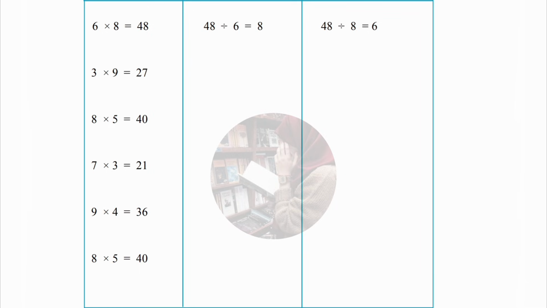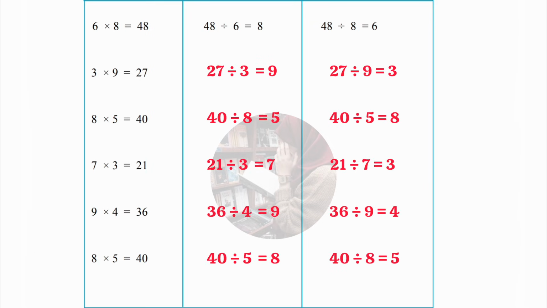The second one is given as 3 multiplied by 9 is 27. We can write this multiplication form as two division forms, division form 1 and division form 2. So the first division form is 27 divided by 3 is 9. The second division form is 27 divided by 9 is 3. Are you getting my point, guys? Okay, so please understand and write it down.